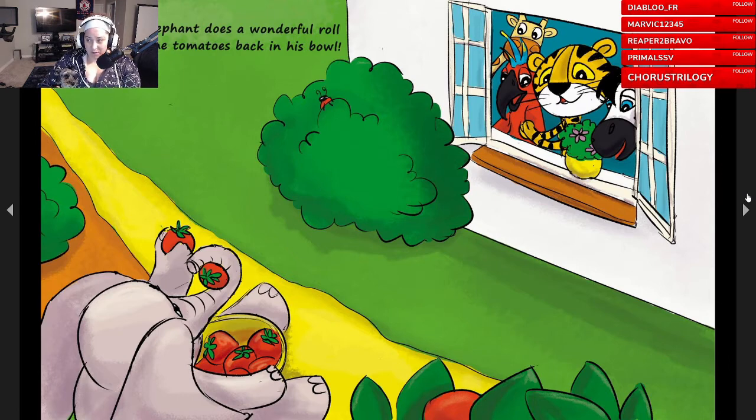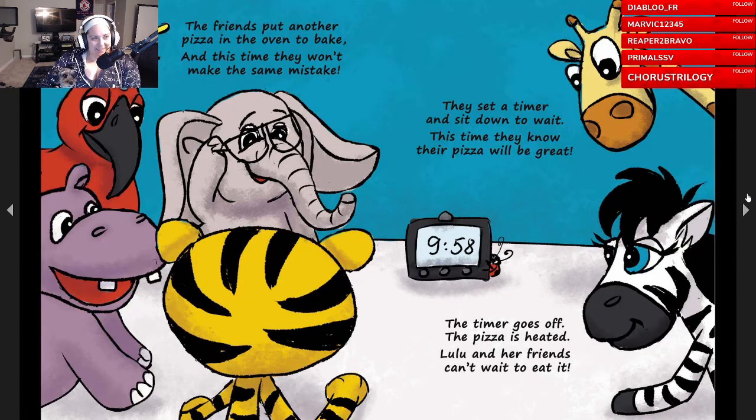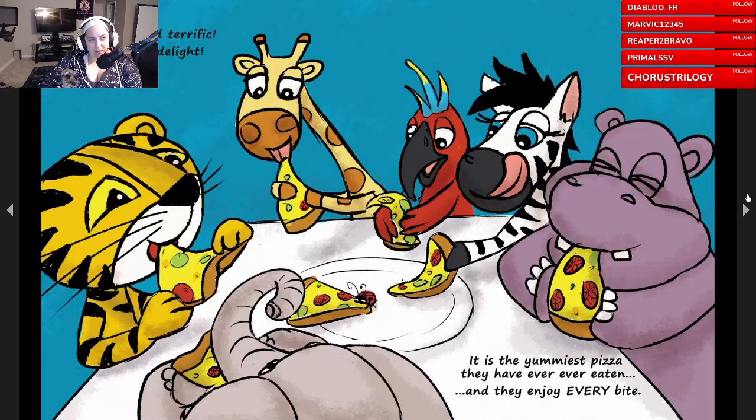Magic. The friends put another pizza in the oven to bake, and this time they won't make the same mistake. They set a timer and sit down to wait. This time they know their pizza will be great. The timer goes off. The pizza is heated. Lulu and her friends can't wait to eat it. But you have to wait for it to cool down or you burn your mouth, like I do every time I eat pizza. Every time.